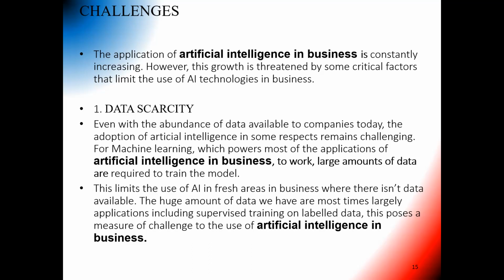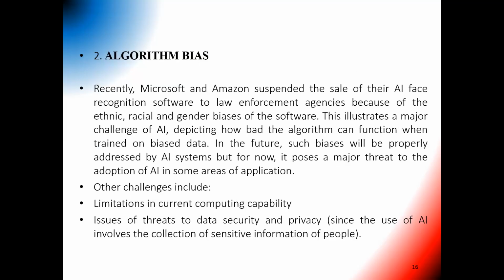So there's going to be limited use of AI in fresh areas in business where there isn't data available. The huge amount of data we have, most times, largely applies to supervised training on labeled data. This poses a measure of challenge to the use of artificial intelligence in business. So in terms of machine learning, we've got what we call supervised training and unsupervised training. In supervised training, this is where we are using labeled data. All right, data which has got some labels, and we train it, then we use it for future use.